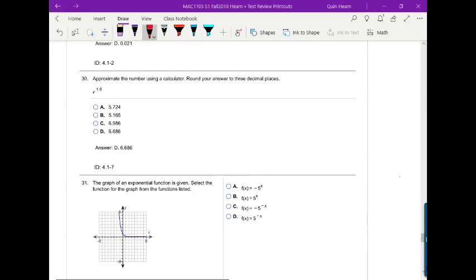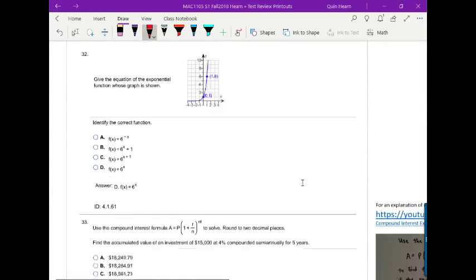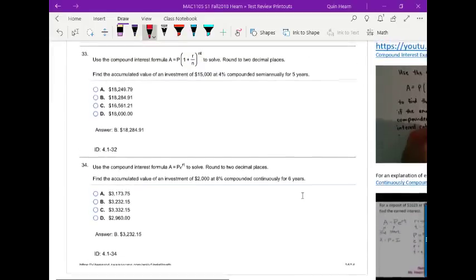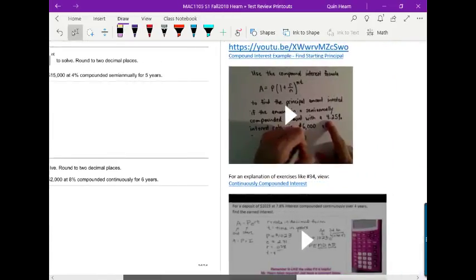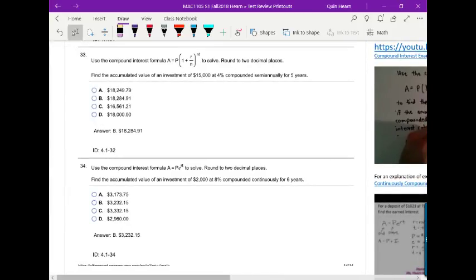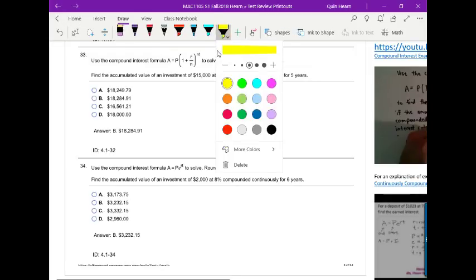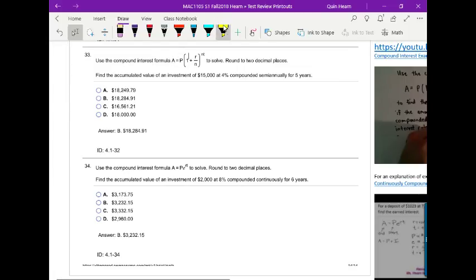I want to point out to you that there are 2 questions here on the review which involve compound interest. Next to these 2 questions, I've posted 2 videos to explain the 2 different compound interest formulas. Those are compound interest like this one.